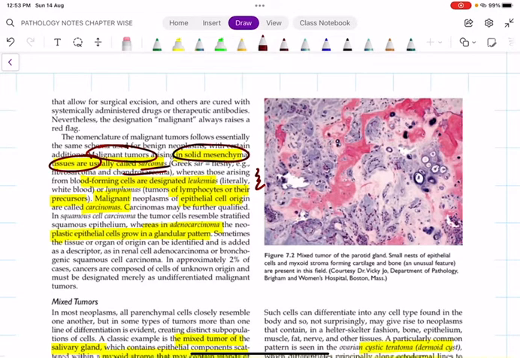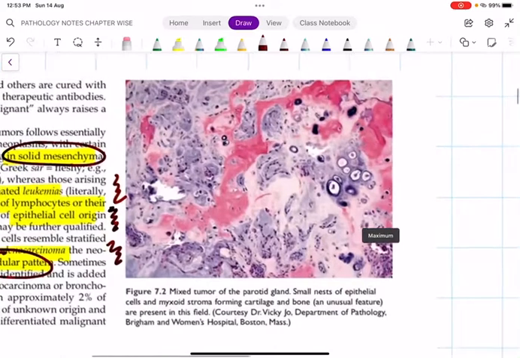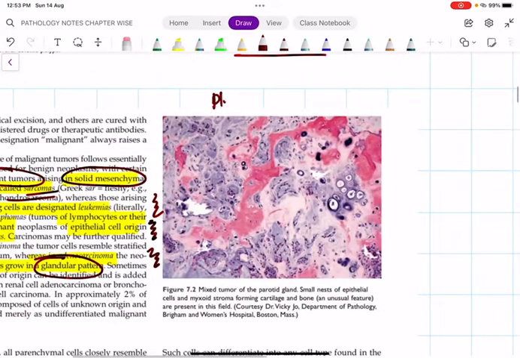And the malignant neoplasms which arise from epithelial cell origin, we call carcinomas. Sarcoma means from the connective tissue. Why is it called squamous cell carcinoma? Because the tumor cells resemble stratified squamous epithelium. In adenocarcinoma, the neoplastic epithelial cells grow in the form of glands. Adeno means gland. See, this is a mixed tumor of the parotid gland. This is what we call pleomorphic adenoma.